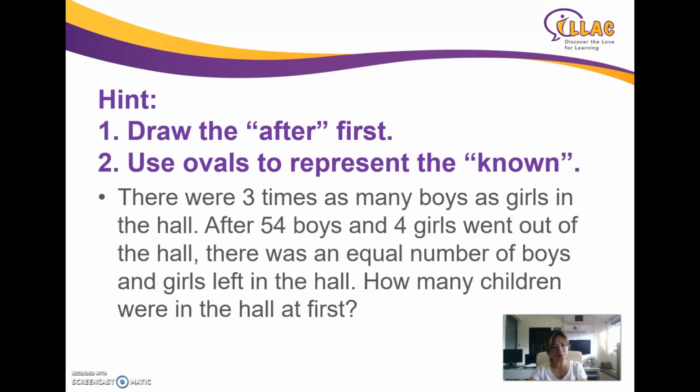But after 54 boys and 4 girls went out of the hall, there was an equal number. Okay, so straight away from this question, you know, oh, there is a before and an after. So what must you do first? Draw the after first. And there is the known. What are the known? They tell you 54 boys and 4 girls went out. Okay, so they will be represented by ovals, the ovals that I've told you, ovals to represent the known.